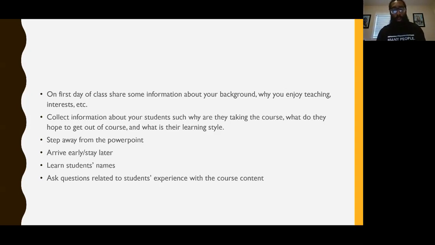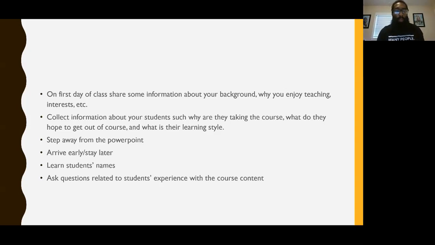Another thing that's helpful here is to make sure that we're stepping away from the PowerPoint, not necessarily not using the PowerPoint, but more so engaging with the students, instead of kind of being behind our podium or our table, desk, etc. Finding a way to really engage with the students by meeting them where they are.